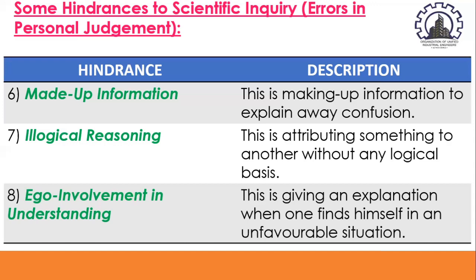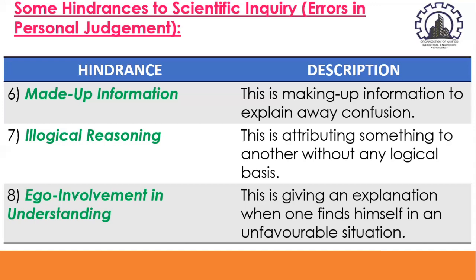And another hindrance to scientific inquiry is illogical reasoning. Illogical reasoning is attributing something to another without any logical basis. For example, because of the extended good weather, it may rain at the weekend, or because it is sunny, it will not rain that day. Or when a woman is believed to be a sorcerer. These are beliefs without any logical basis, and no effort is exerted to verify them.